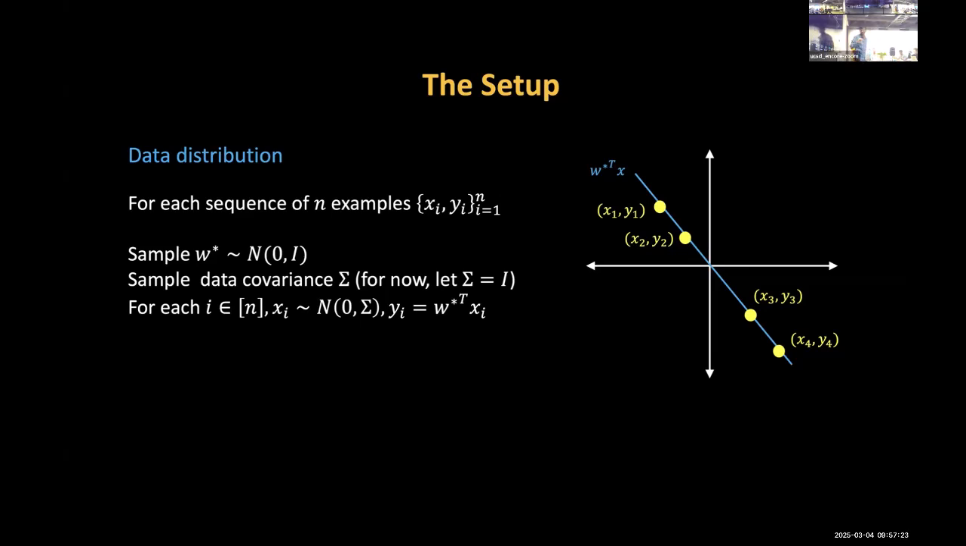And then for each time point, for each i in 1 through n, we'll sample the data point xi from a Gaussian distribution, 0 mean, covariance sigma, identity for now. And the labels will be given by this linear model W star that we sampled for the sequence. So every sequence is perfectly explained by a linear model. Everything lies on this line and there's no noise. And for every sequence, there's a different linear model W star which explains the observations.